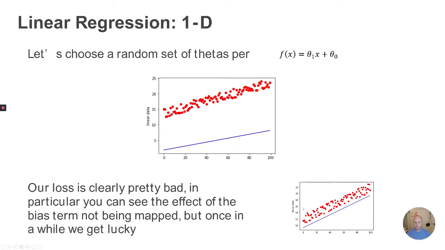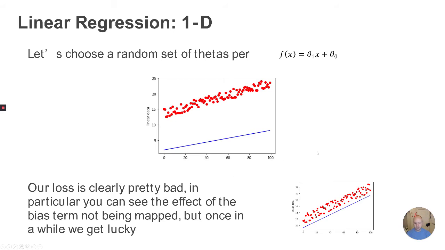And so now, let's choose a random set of thetas for f of x equals theta 1 x plus theta 0. And as you can see, this random choice is pretty bad, right? Our theta 0 is down here somewhere. Theta 0 is equivalent to the y-intercept, which is around 2, and we want something closer to 13. Although the slope seems to be kind of accurate, the error here is going to be quite high.